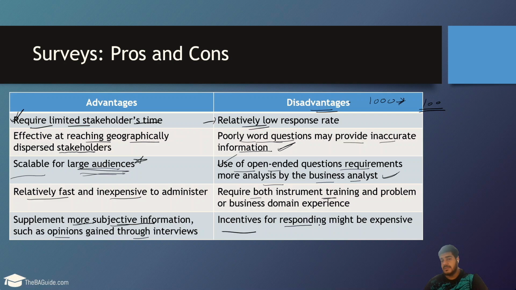Now, incentives for the response might be expensive. Since I told you, sometimes the survey response rate is very low. So to increase the response rate, sometimes we have to provide incentives. For example, a restaurant might provide you some free item for the next time you visit, just because you did the survey. So there have to be some incentives provided, and depending on how many stakeholders we are providing it to, sometimes it could be expensive.